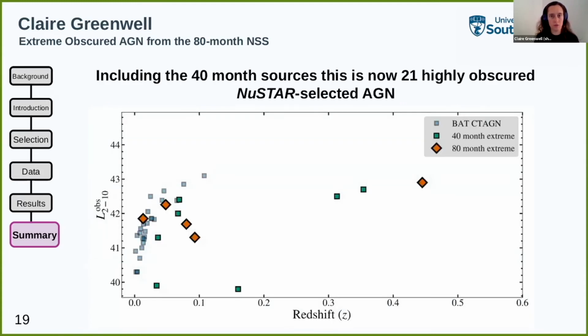So including the 40-month sources, this is 21 probable highly obscured NuSTAR selected AGN. So this is 2 to 10 keV luminosity against redshift, and these orange diamonds are where we're starting to fill in some higher redshift but lower luminosity, lower observed luminosity, sorry, gaps. So that's all. Thank you for listening, and I'll take any questions.